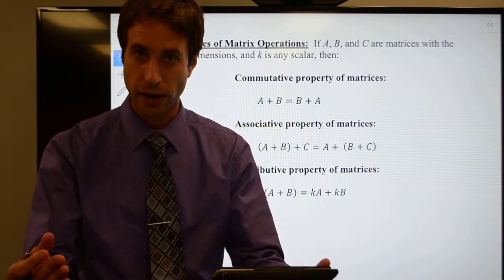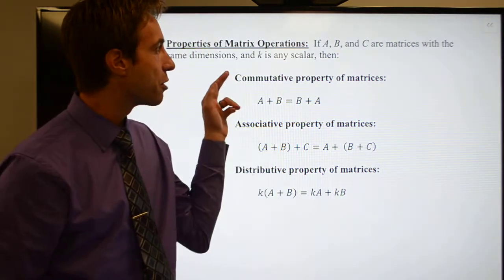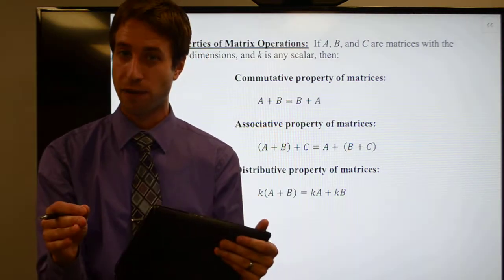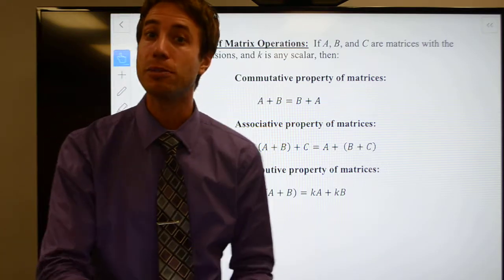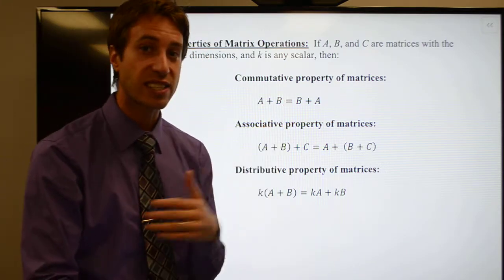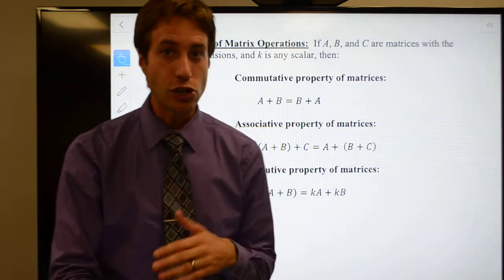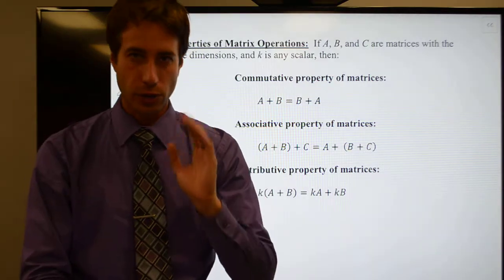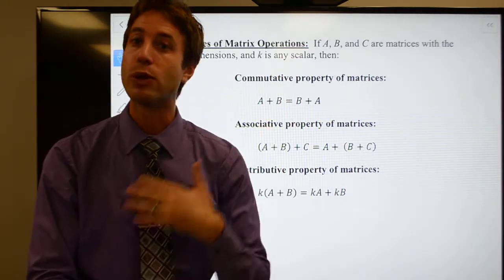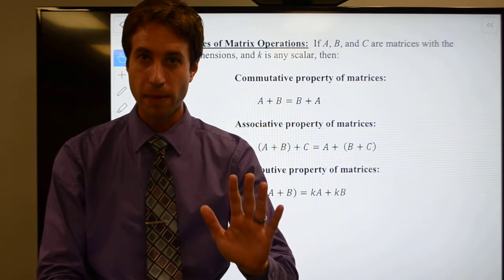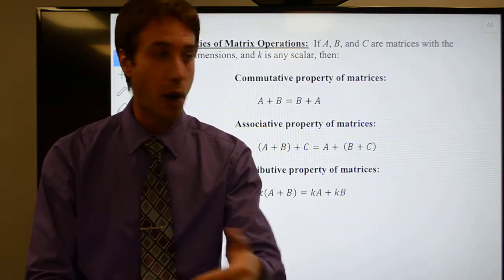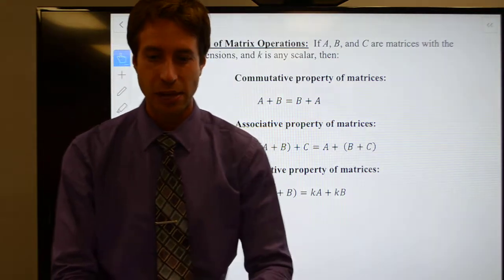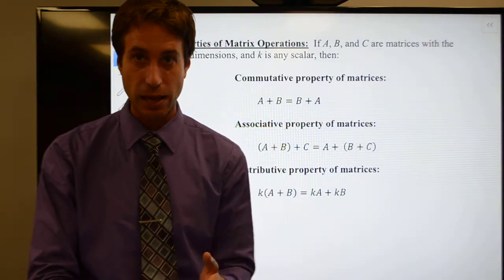Order doesn't matter. Okay, well, we actually have a commutative property for matrices, but I need you guys to be careful. We only have a commutative property for matrix addition. There is no commutative property for matrix multiplication. In fact, I know it's a little weird to think about right now, but when we get to matrix multiplication, I promise I'll remind you of this and I'll show you why. I'll even show you an example. But it turns out for matrices, order matters when it comes to multiplication.